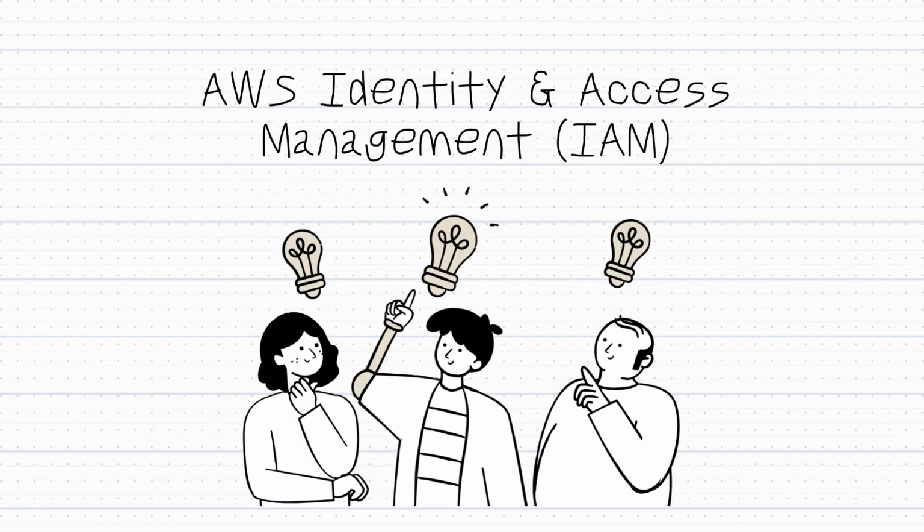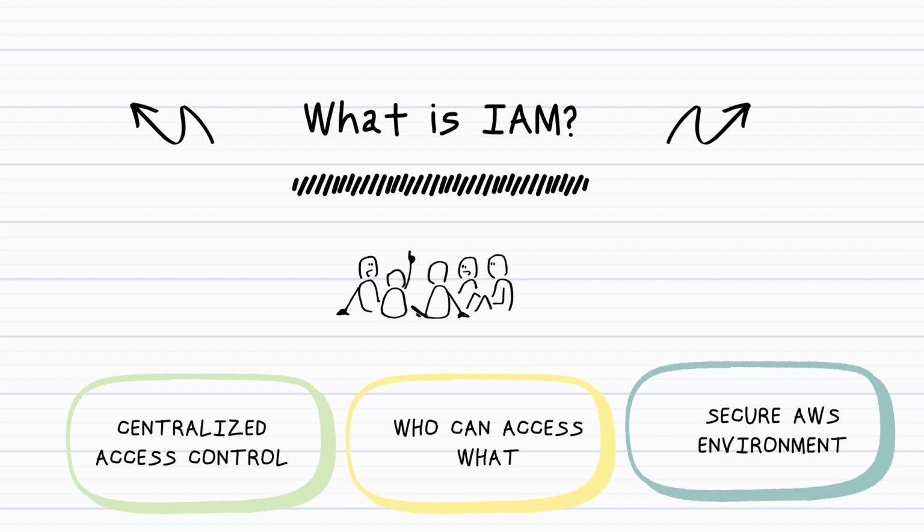Hey everyone, in today's session, I'll walk you through AWS Identity and Access Management. So, what is IAM? It's a one-stop solution for controlling access, managing identities, and keeping AWS safe. I know this is a lot, but let's understand in detail.